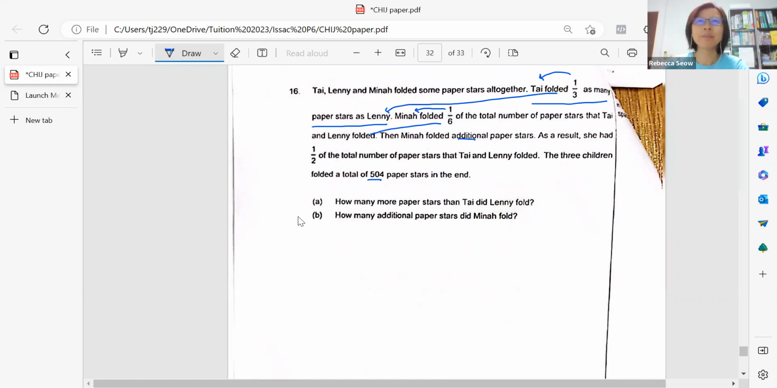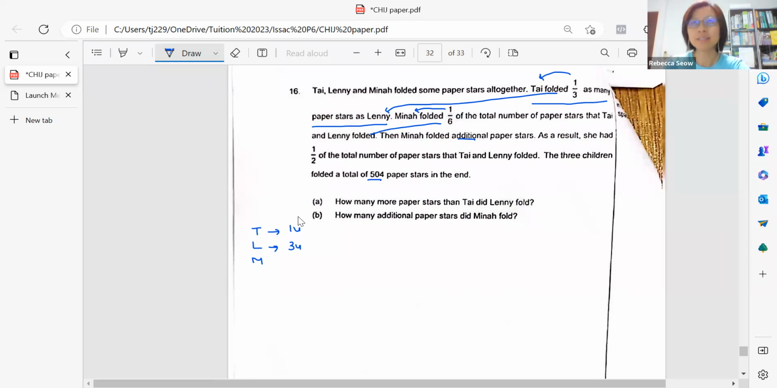Again, this is a very information-packed question. So let's try to unpack whatever that we see here. We have Ty, we have Lenny, and we have Mina. So Ty folded 1/3 as many paper stars as Lenny. I will start out by saying that Ty has 1 unit of paper stars, and Lenny has 3 units of paper stars.